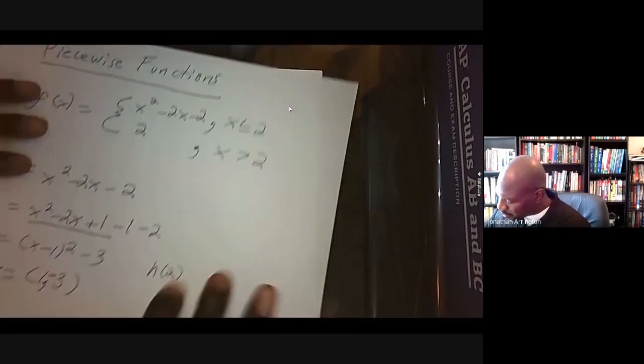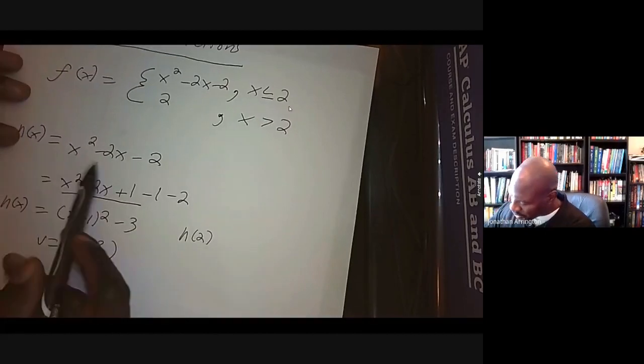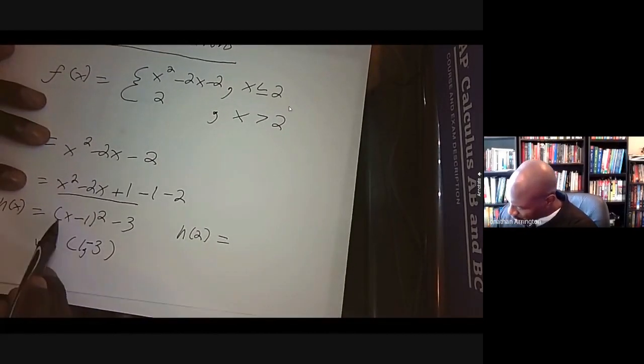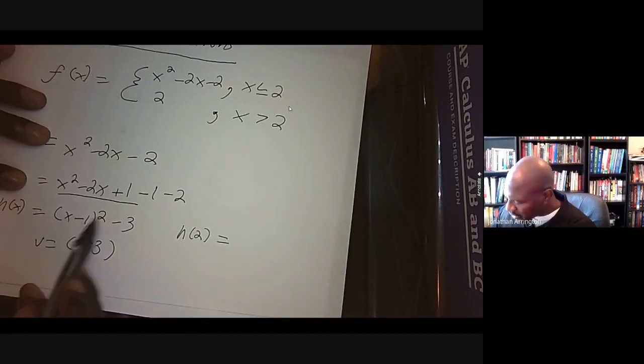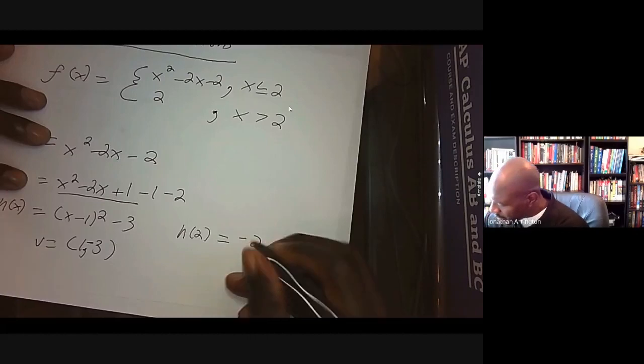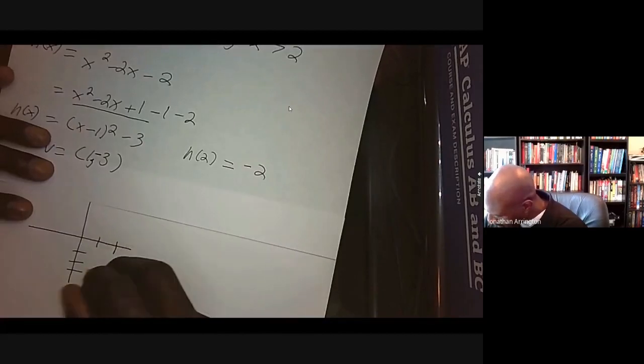So I want to find h of 2. Now, it's probably easiest to find h of 2 in this vertex form versus this non-vertex form, because if I look at it, this is 2 minus 1, which is 1, squared is 1, 1 minus 3 is negative 2. So I have a point at 2, negative 2. So let's say this is 2 right here. So I have a point on 2, negative 2, which will be right there.